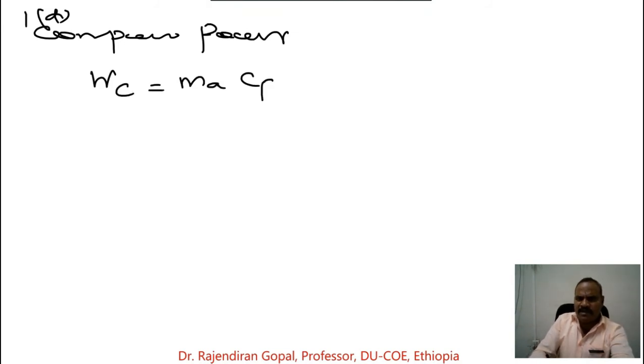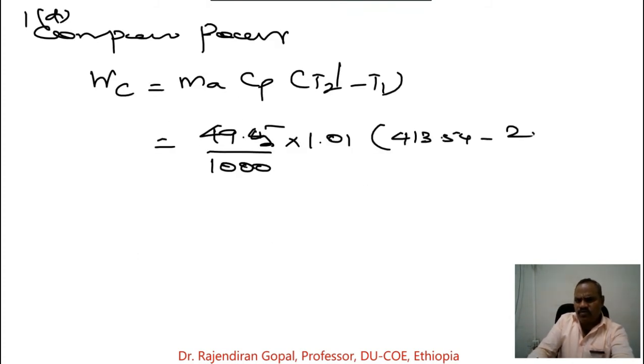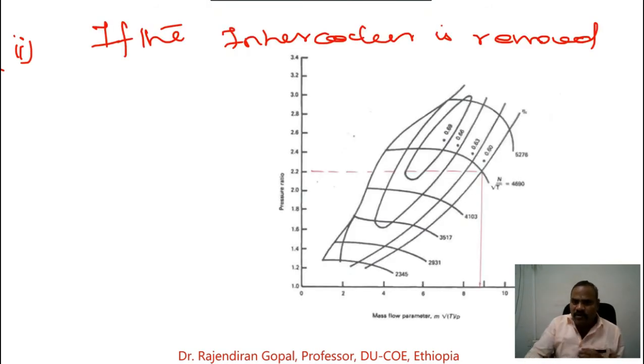Now the next question is compressor power, that is the work of the compressor, equal to mass of air multiplied by Cp of air into T2 dash minus T1. That is 49.5 gram per second, that is 49.5 over 1000 kg per second, times Cp 1.01, times T2 dash 413.54 minus 291, we get 6.126 kilowatt.